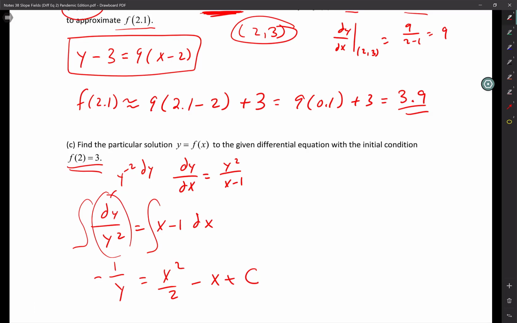That's worth one, sometimes 2 points. 1 point for the one on the left, 1 point for the one on the right. And with the plus C, it's another point. I like to solve.